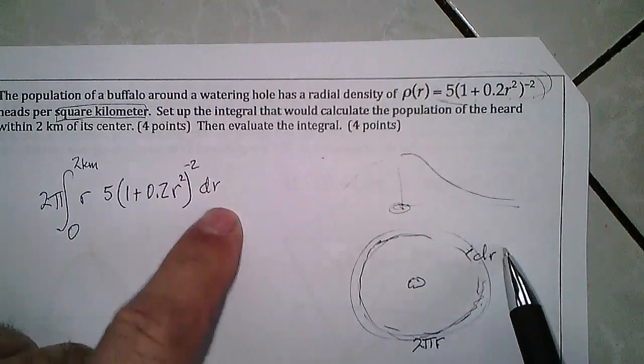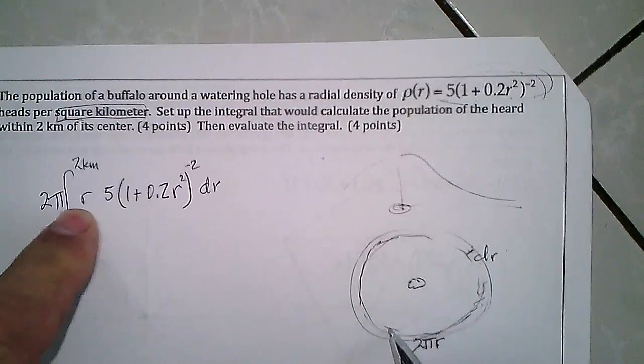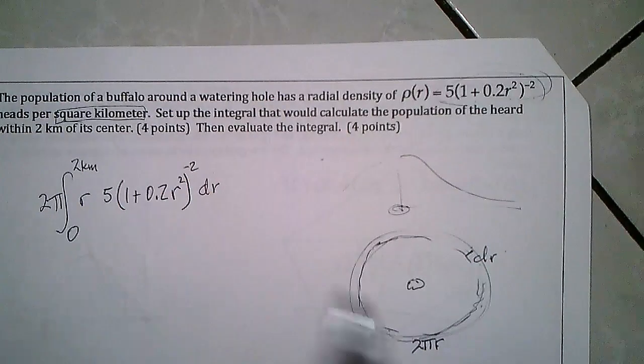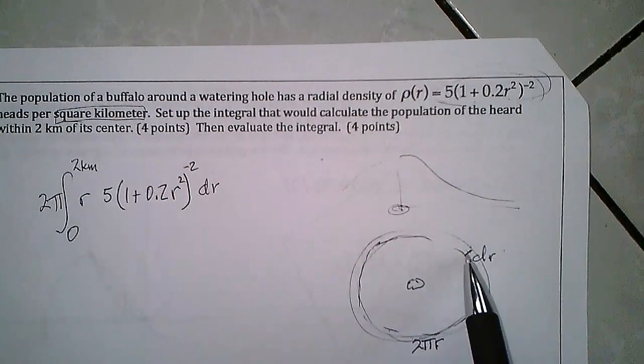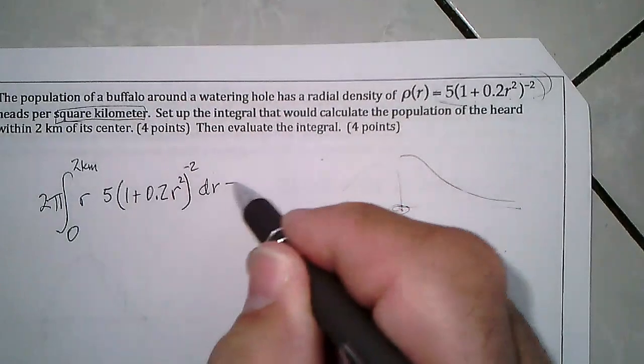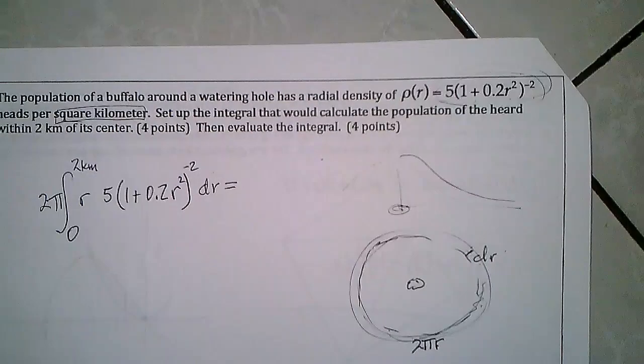So dr times the r, 2 pi r is the area, times the density function, gives you the number of buffalo at that distance out. And you have to do all of them from 0 to 2. Now to solve this integral, so I've set up the integral. Now to evaluate it, I'm going to do u substitution.